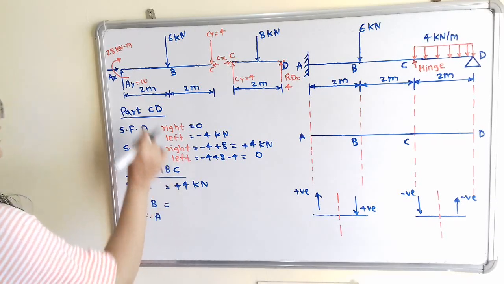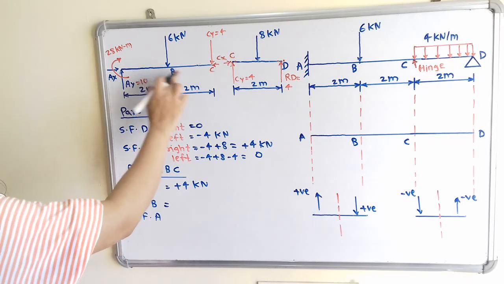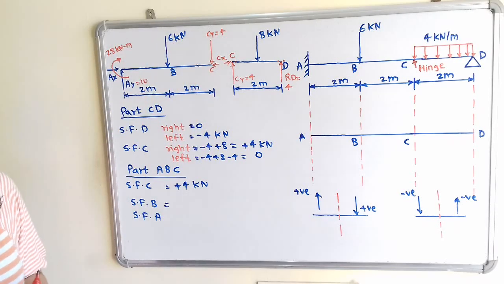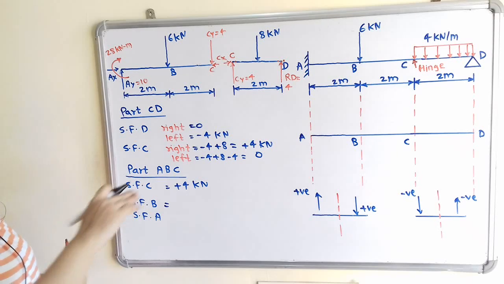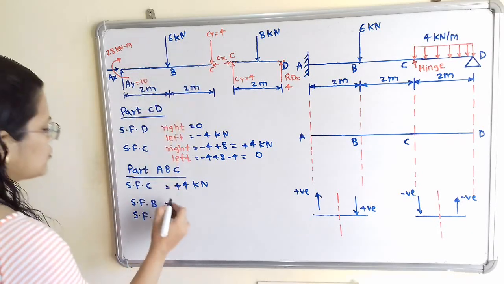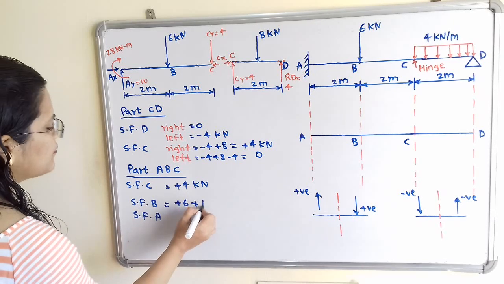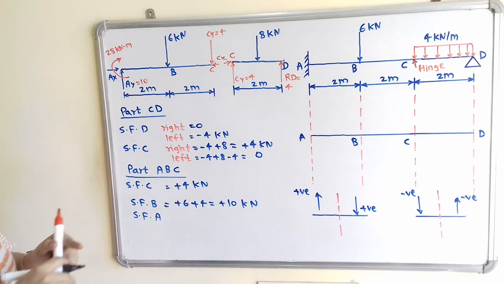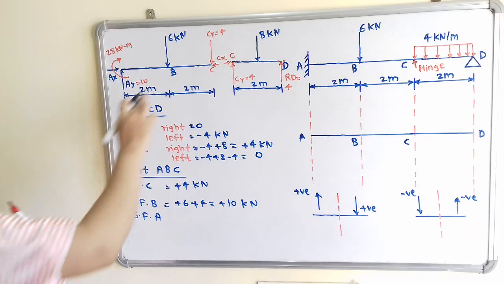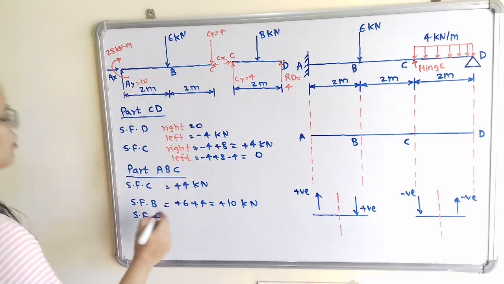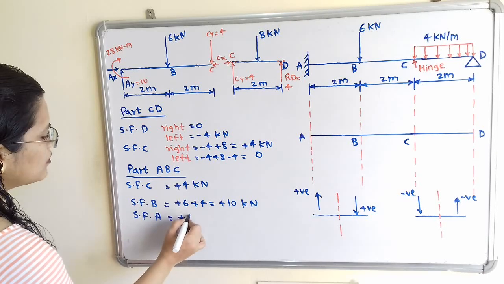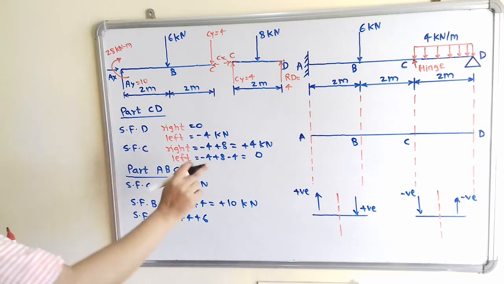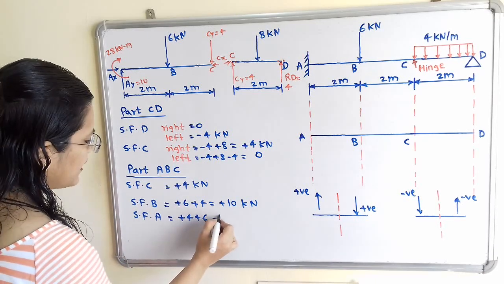Now shear force at point B. If we observe, there are two loads, here is 4 and here is 6, and both are in the downward direction. So we will use the positive sign, that is plus 6 plus 4, which is equal to plus 10 kilonewton. Shear force at point A. There are three types of loads. Again we will select plus 4 plus 6, and this Ay is in upward direction, so use negative sign, that is minus 10.